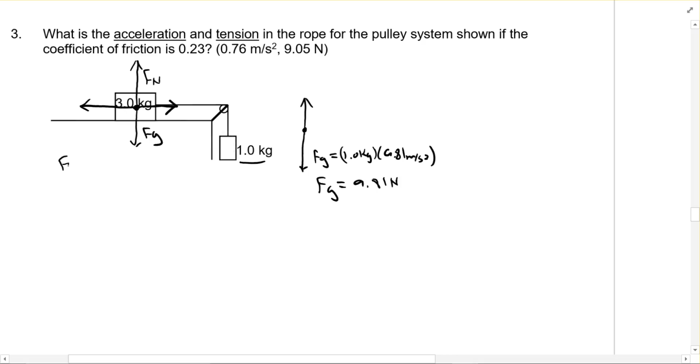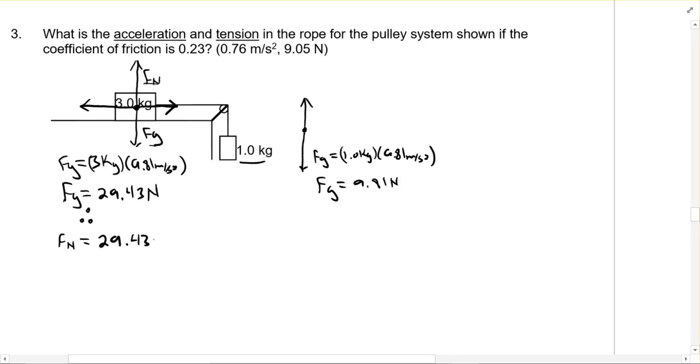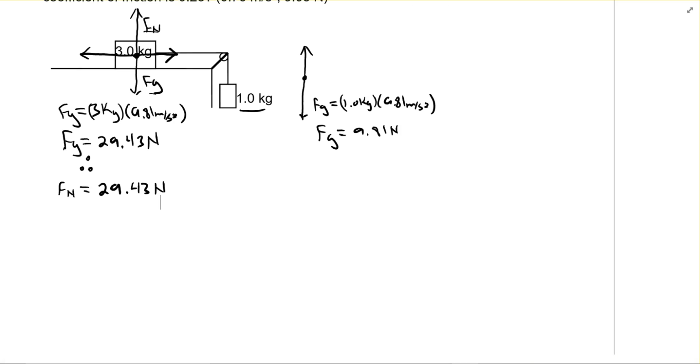So Fg is just 3 kilograms times 9.81 meters per second squared. Is going to be 29.43 newtons. All right, so now we kind of figured out, yeah, so Fg. We need the force of friction though, but this is also, so I'm going to say therefore, Fn is equal to 29.43 newtons. So now let's figure out what the force of friction is.